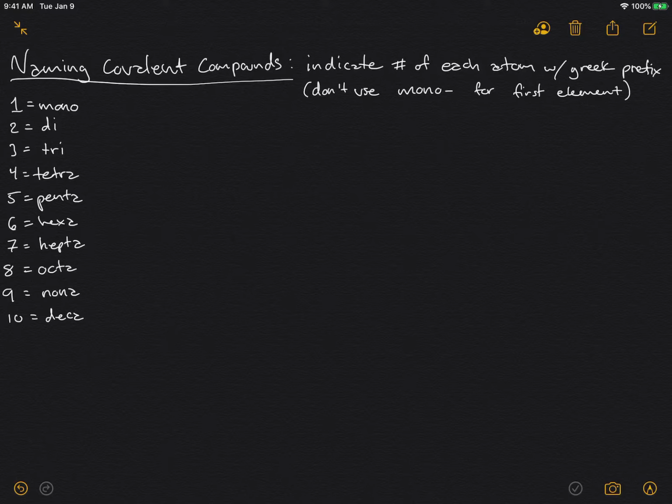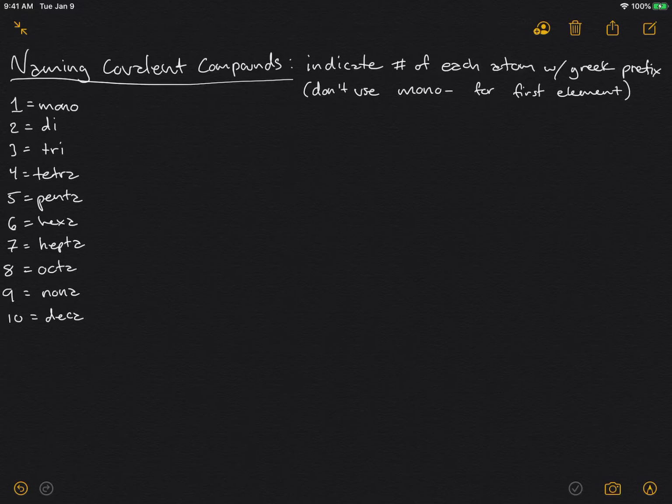So in order to name a covalent compound, you need to indicate the number of each atom with the Greek prefixes you see on the left. And this is because they don't obey the same rules as ionic compounds. You can't tell what the charge is going to be on a covalent compound. They share electrons. They're not transferring electrons and forming ions. So they combine in different ratios, and you can't always tell by looking at the periodic table what those ratios are going to be. So we need to indicate the number of each atom in the compound. And we don't use mono if there's only one of the first element.